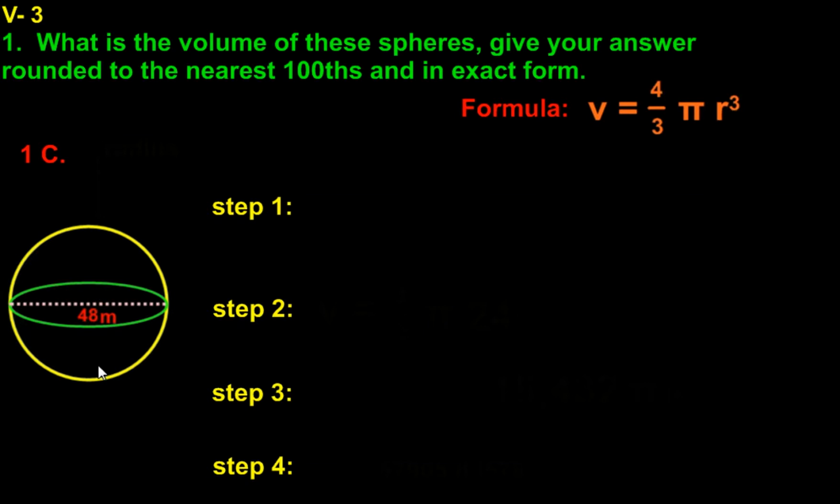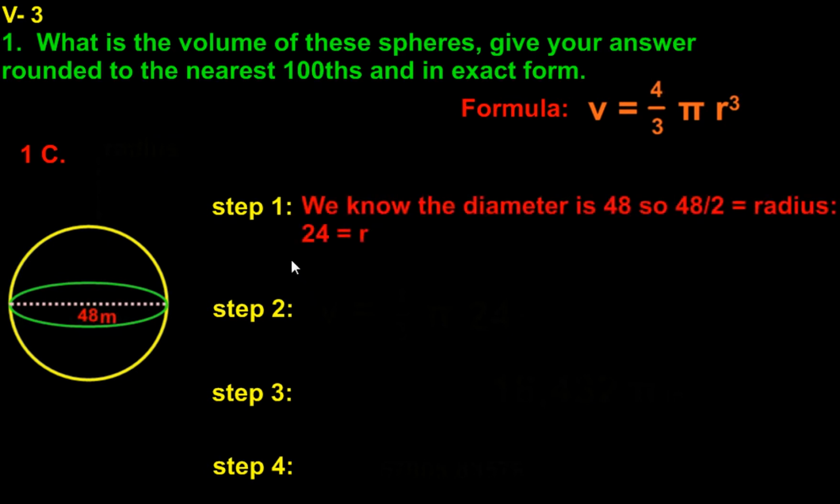If you take a look at the diagram that we're given, we have a circle that is shown to have a diameter. We can tell it's a diameter because it has the dotted line that goes from end to end. It doesn't stop midway. So we have a diameter of 48 meters. So step one, since we know that the diameter is 48 meters, that means that 48 divided by 2 will give us a radius of 24. Once we know the radius, we can plug that into the formula, and that would give us V equals 4/3 pi times 24 to the third power.